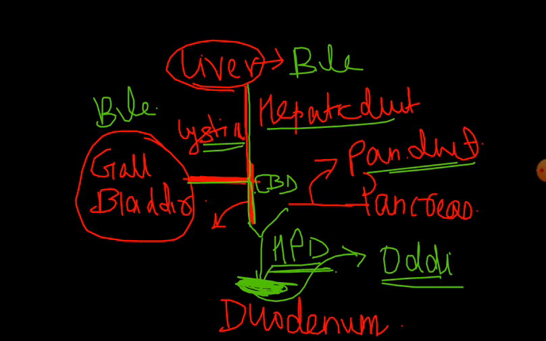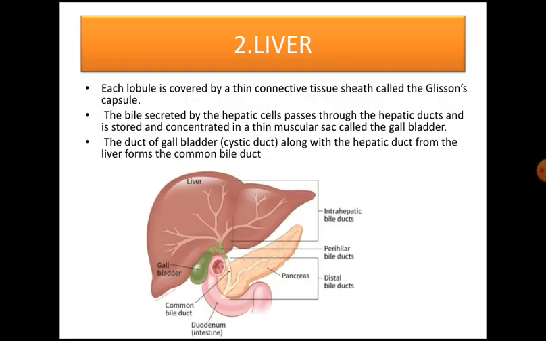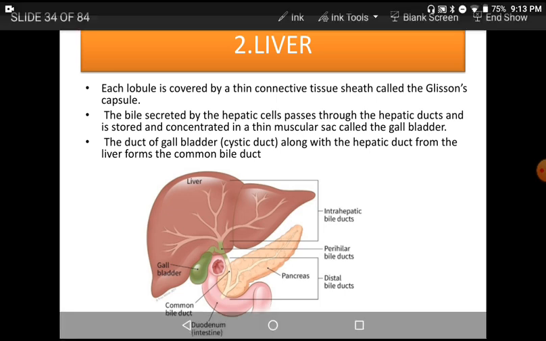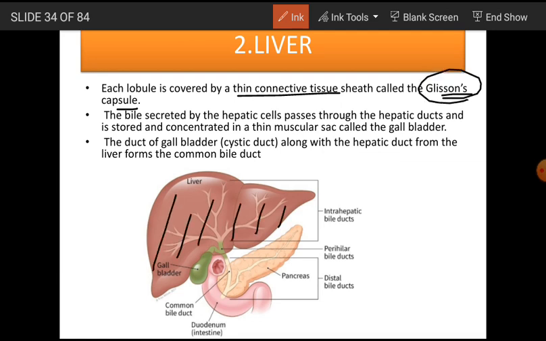So now let me take up the slide back. This is the picture which you have in NCERT, a similar kind of picture you have over there also. So here you can see the ducts, but before that one more point I have to take over here, that is regarding Glisson's capsule. मैंने बोला कि liver को दो lobes होते हैं. This complete lobe is covered by a thin connective tissue sheath, and this thin connective tissue sheath which is covering the surface of the liver is known as the Glisson's capsule. So यहाँ पे covering होता है, उस covering को हम बोलेंगे Glisson's capsule.